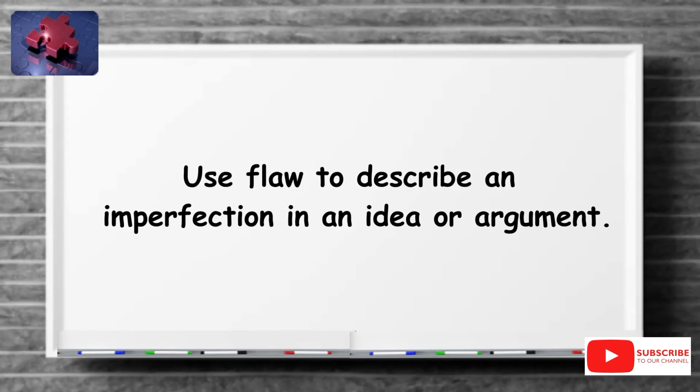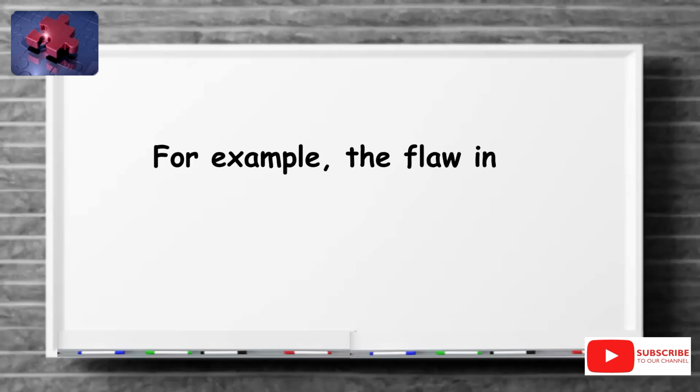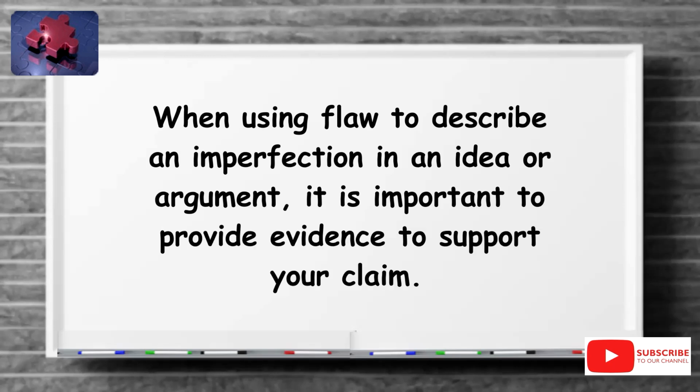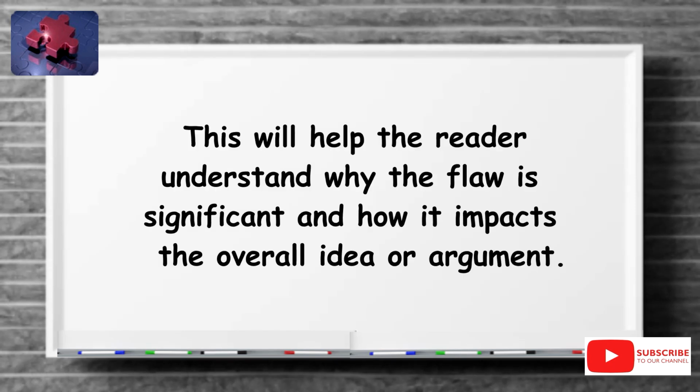Use flaw to describe an imperfection in an idea or argument. For example, the flaw in his argument was that he failed to consider the opposing viewpoint. When using flaw to describe an imperfection in an idea or argument, it is important to provide evidence to support your claim. This will help the reader understand why the flaw is significant and how it impacts the overall idea or argument.